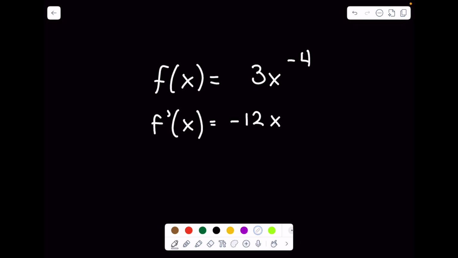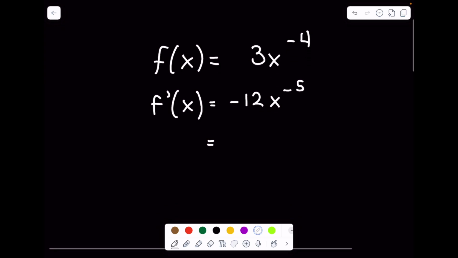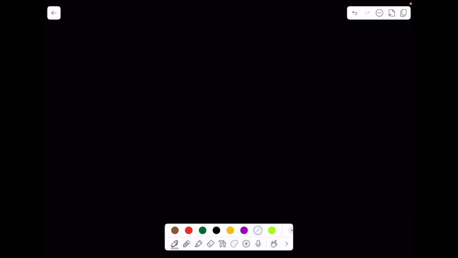A common point of confusion here is that people start moving too fast, and they think that the exponent should be negative 3. But that's wrong. When you have negative 4 and you're subtracting 1 from it, you end up with negative 5 as the exponent. We can also rewrite this as negative 12 over x to the 5th power, because like I said before, if you have a negative exponent, it's the same as just taking the reciprocal. Let's walk through one more example, and then I'll give some practice problems.